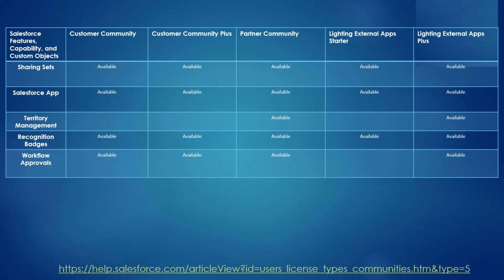What I want you to take from this is that partner community and Lightning external apps plus are strong, and of course might be more expensive behind the scenes compared to the others. Customer community is mostly suited for B2C propositions, whereas customer community plus and partner community are more suited for B2B propositions. Having said that, you can also use customer community plus in different circumstances depending upon your requirement. So that's all about the differentiation between all the communities that we have.